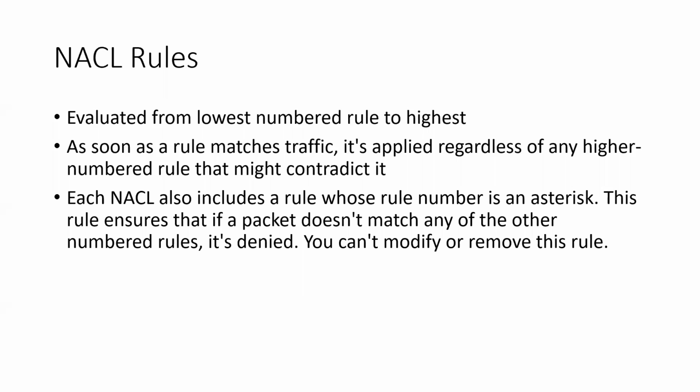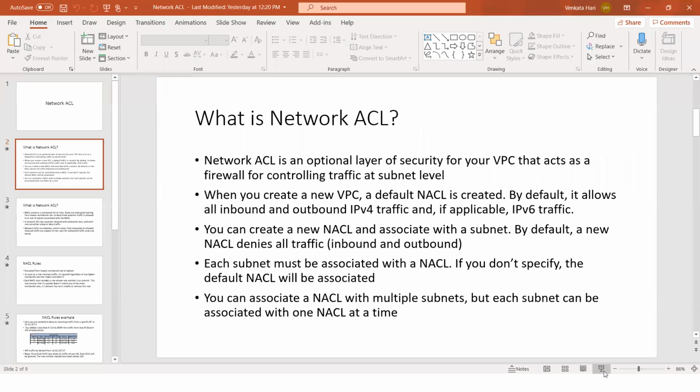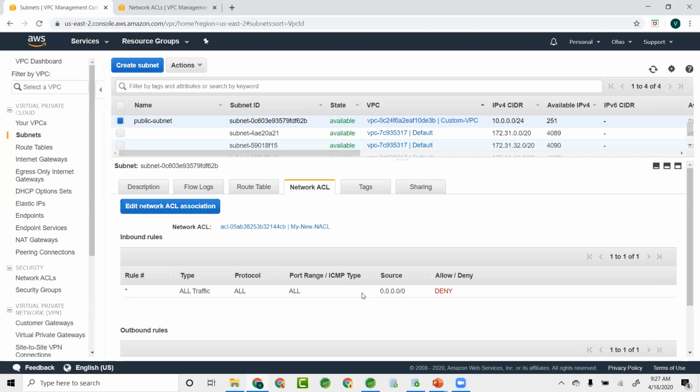Each network ACL also includes a rule whose rule number is an asterisk. You saw that star there, right? I know you'll not be able to edit that. By default, this means that if, let's say you have 10 rules above, and traffic doesn't match any of those 10 rules, it will get defaulted to this one, which means by default it's denied.